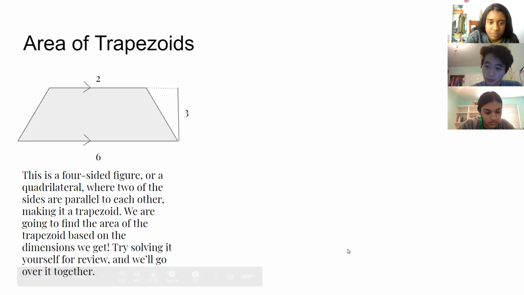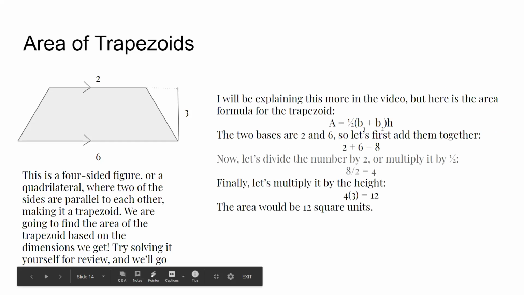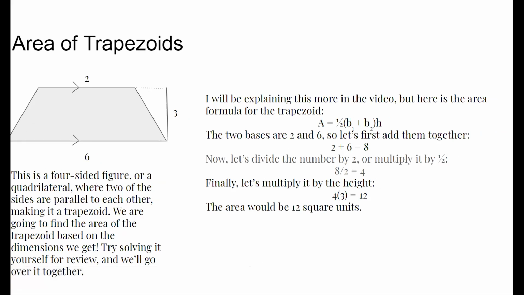And then we can multiply this number 4 by the height, and the height over here on the far right side is 3. So 4 times 3 equals 12. So the area is 12 square units of this trapezoid.